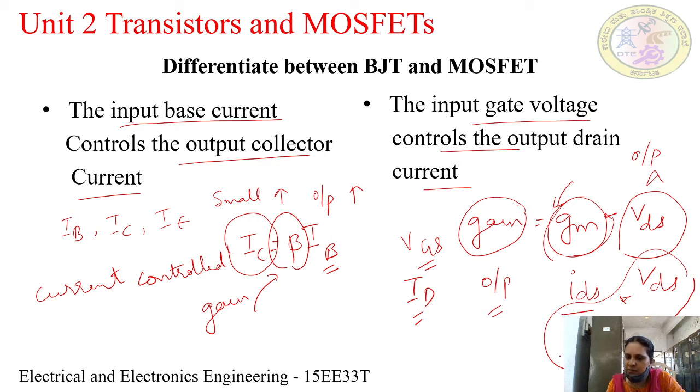If I vary the input voltage, what is the change in the output voltage? Therefore, this input gate voltage is controlling the output VDS. If my VDS is controlled, automatically the drain current is controlled. For this reason, the devices are voltage controlled devices.